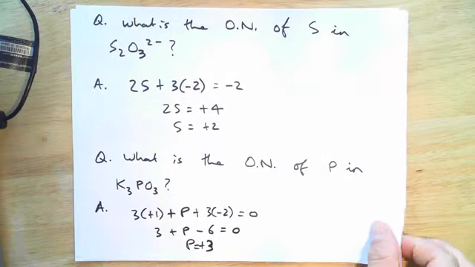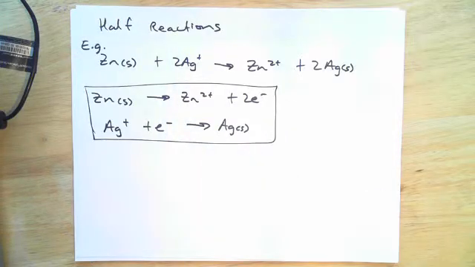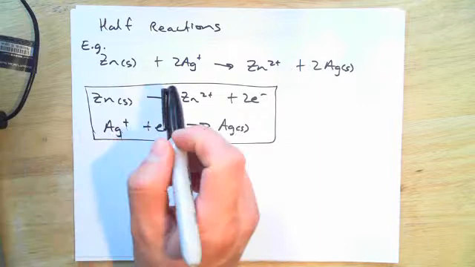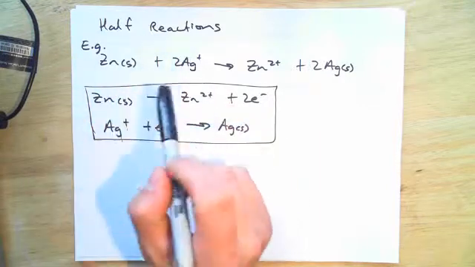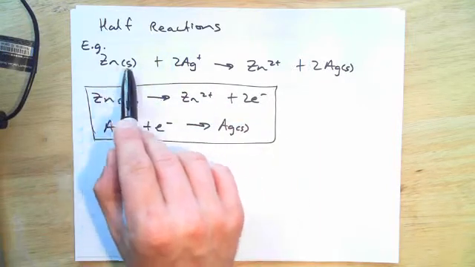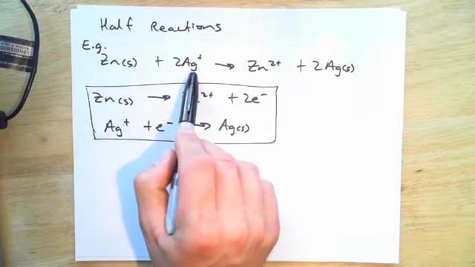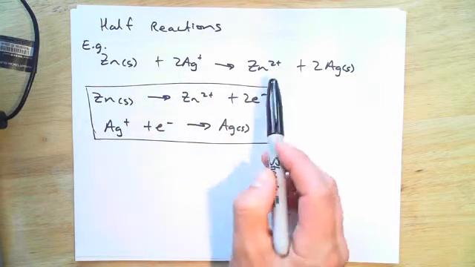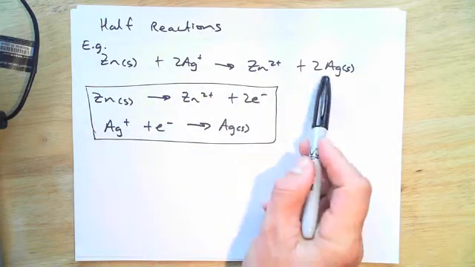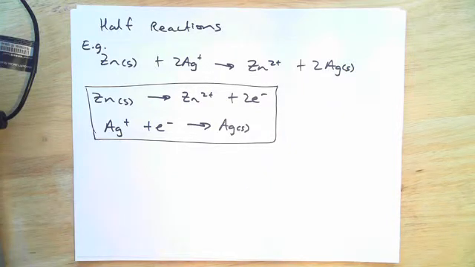So most of this you should already be familiar with. Here's where it gets a little bit more difficult, when we start looking at half reactions, then trying to balance more complicated oxidation reduction equations. For half reactions, if we have the overall equation zinc solid plus 2 silver cations goes to zinc 2 plus plus 2 silver solids, we can break that up into half equations.